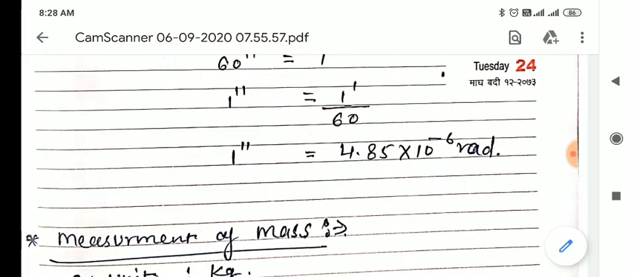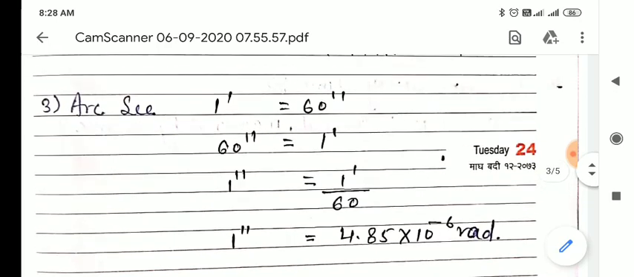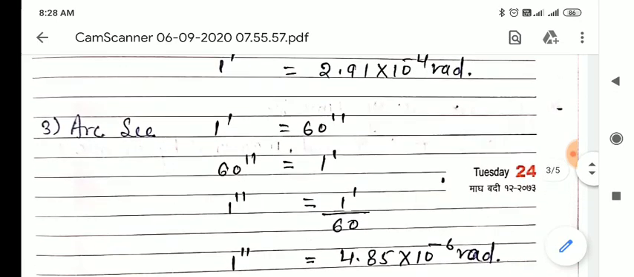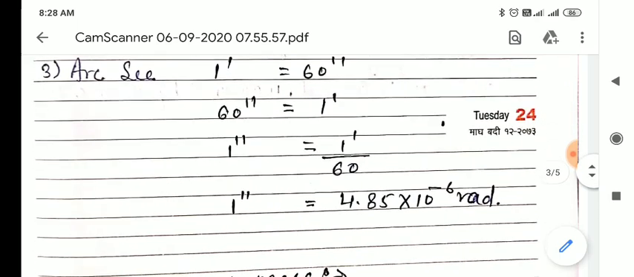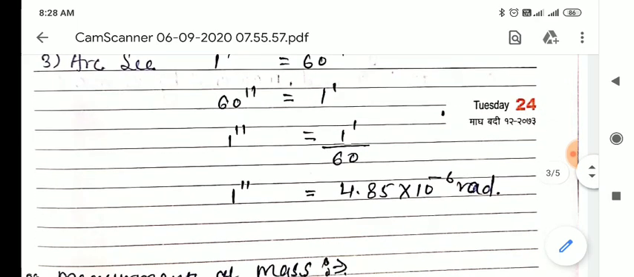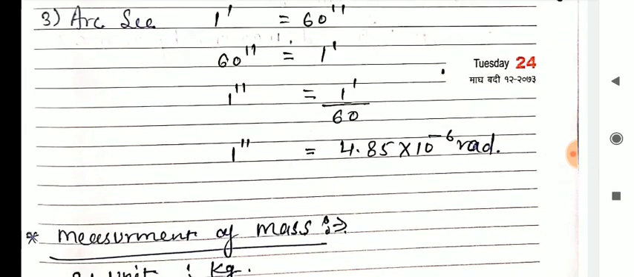So 1 second will be equal to 1 minute upon 60. From the above relation, we already have the value of 1 minute. So we can place over here 2.91 into 10 to the power minus 4 radian divided by 60. If we divide that particular value, we will get 1 second will be equal to 4.85 into 10 to the power minus 6 radian.